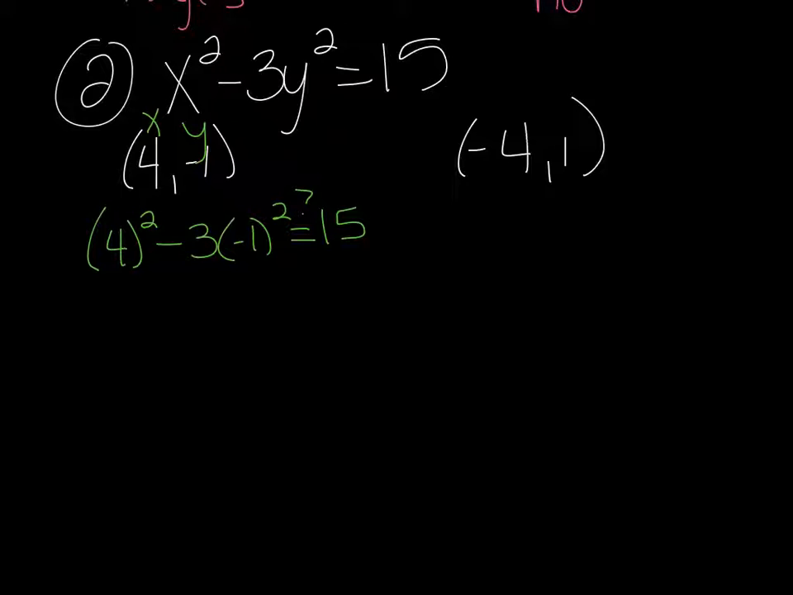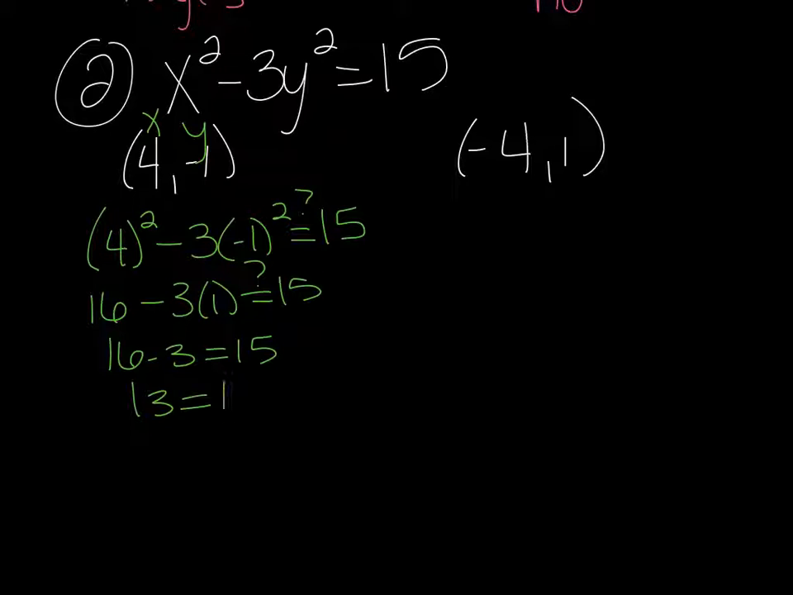Okay, well this time I have to use some order of operations. So order of operations tells me to do what first? Exponents. It says parentheses, there's no parentheses. So next we're going to jump to exponents. So I have 2 sets of exponents that I can evaluate at the same time. So I have 4 squared, which gives me 16. Negative 1 squared gives me what? 1. And I want to know, will that give me 15? What do you think? Is it going to work? Doesn't look like it, because 16 minus 3 gives me 13, and 13 does not equal 15, so no. 4, negative 1 is not a solution.